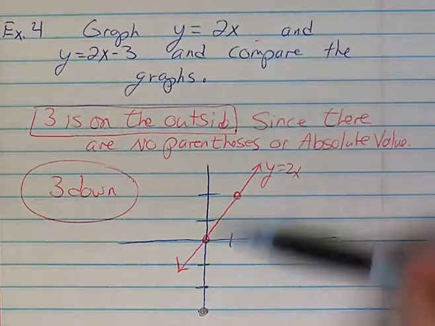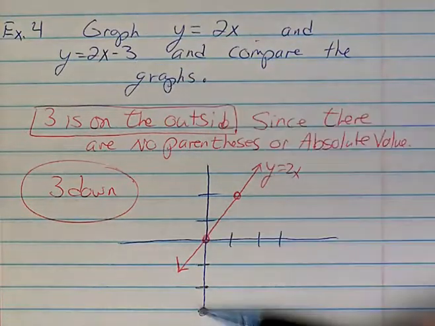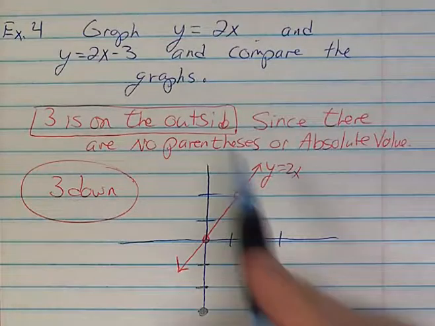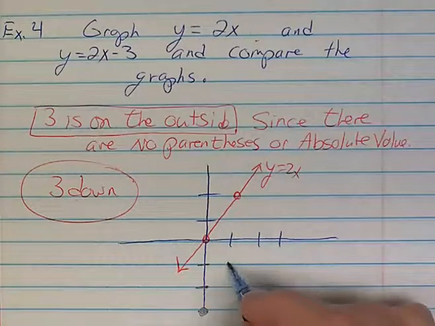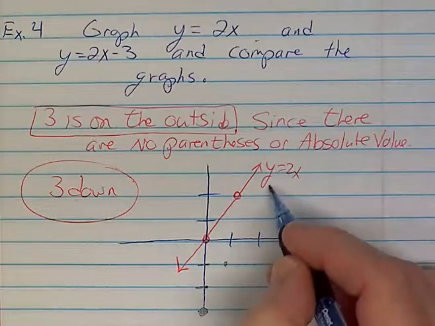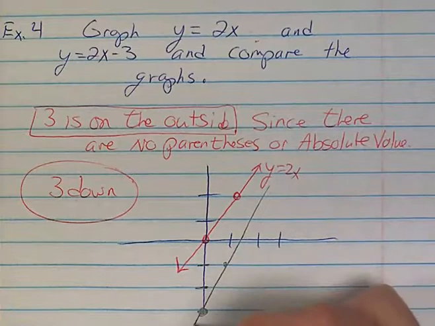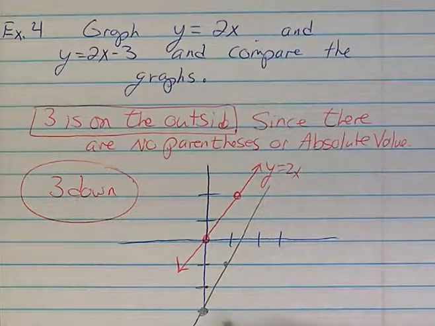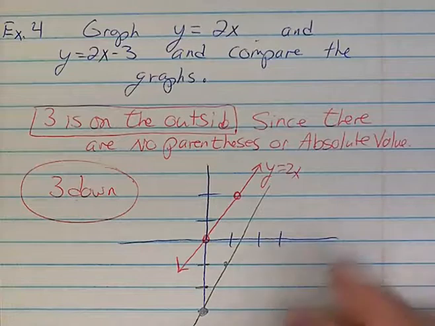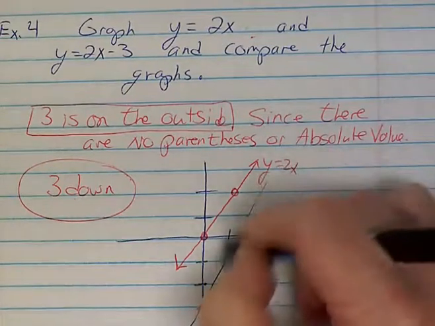This one, the y-intercept's at 0. This one, the y-intercept's at negative 3. Still got the same slope, so up 2 and over 1. So if you were to graph these two lines, they're parallel. Well, if I can draw a straight line.